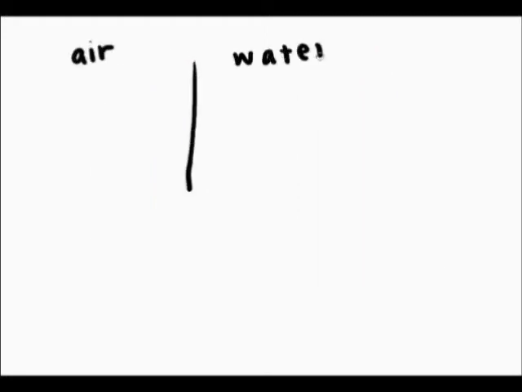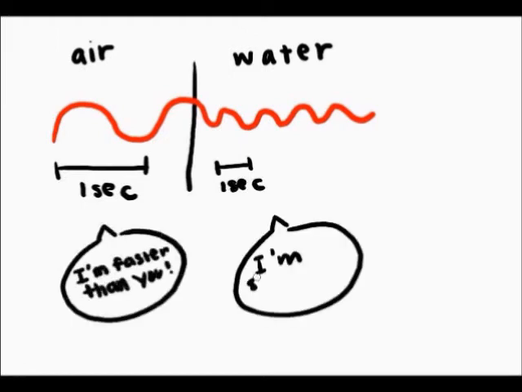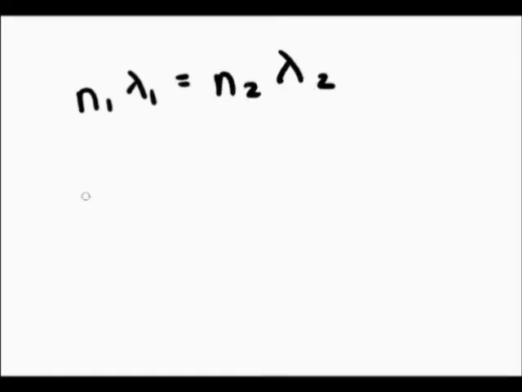When light travels from one medium to another, its frequency remains constant, but its wavelength and speed change. The wavelengths and indexes of refraction are related in the equation: index of refraction 1 times lambda 1 equals index of refraction 2 times lambda 2.